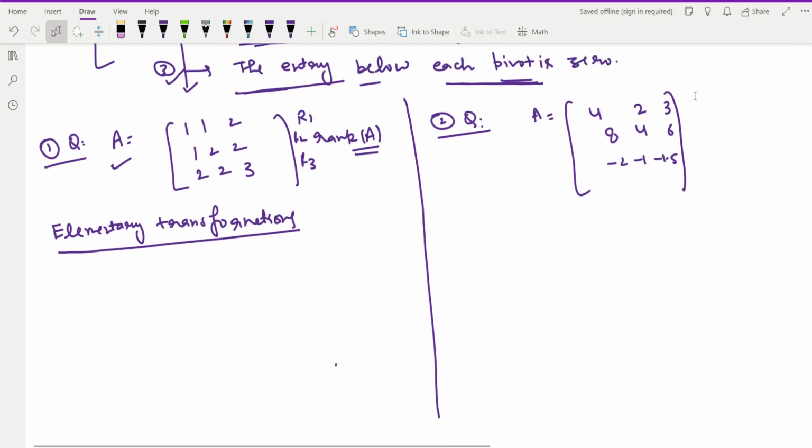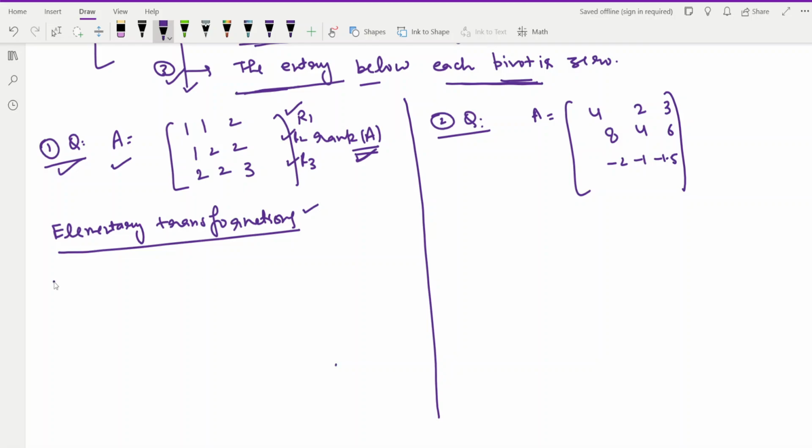Now, you see, I have already written two matrices here. So first we will handle this first question. In this question, I have to find the rank of the matrix by transforming it into the echelon form. In order to transform any matrix into the echelon form, I need to apply elementary transformations on these rows. So this is row 1, R1, this is row 2, R2, and this is row 3, R3.